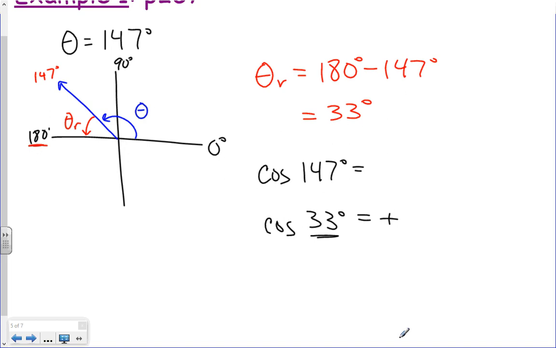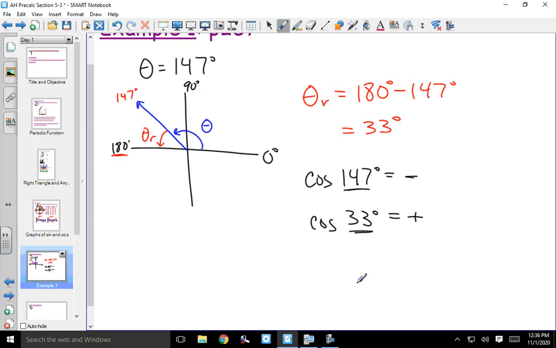Versus 147 degrees, that is in the second quadrant, and your x values are negative there. This is going to end up being a negative number. So I know I'm not going to get the same answer when I calculate this, but I am curious to find out what the relationship is between the original angle and the reference angle. So let's grab our calculator and try that out.